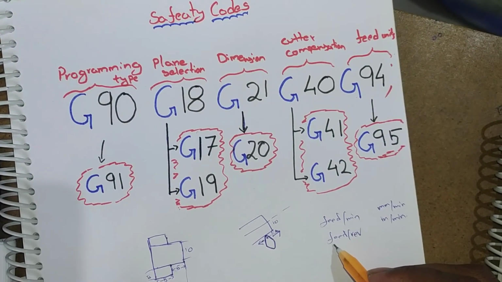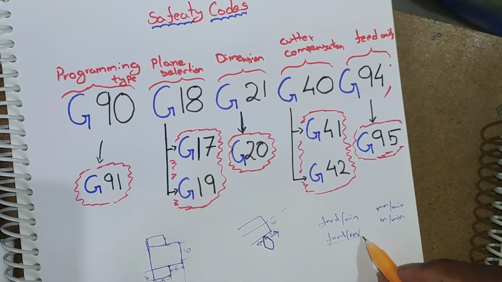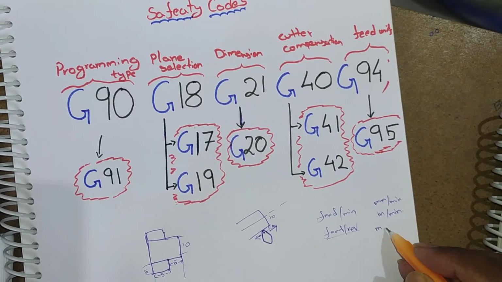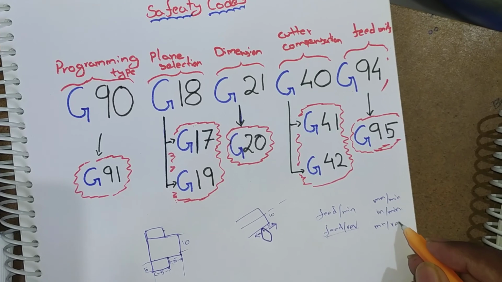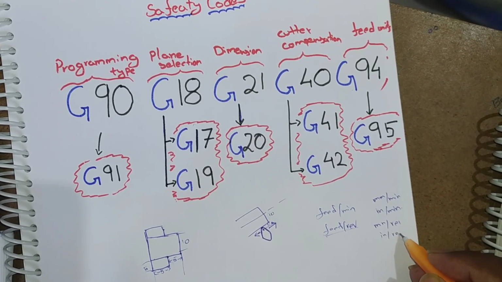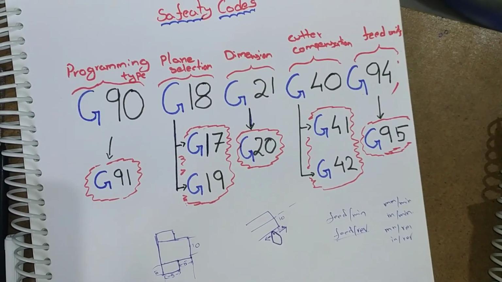And the next line of code, G95, is feed per revolution. That means it will be mm per revolution or inches per revolution as per the dimension G code.